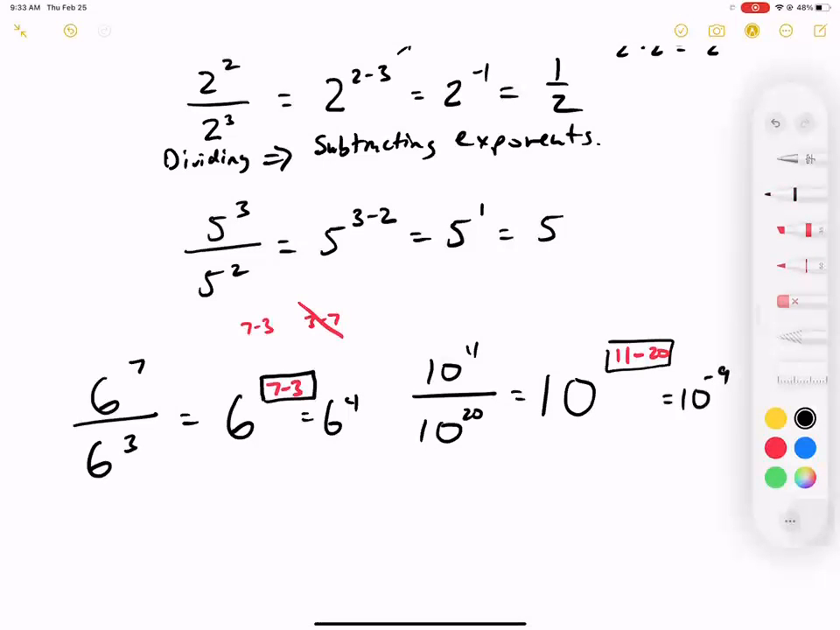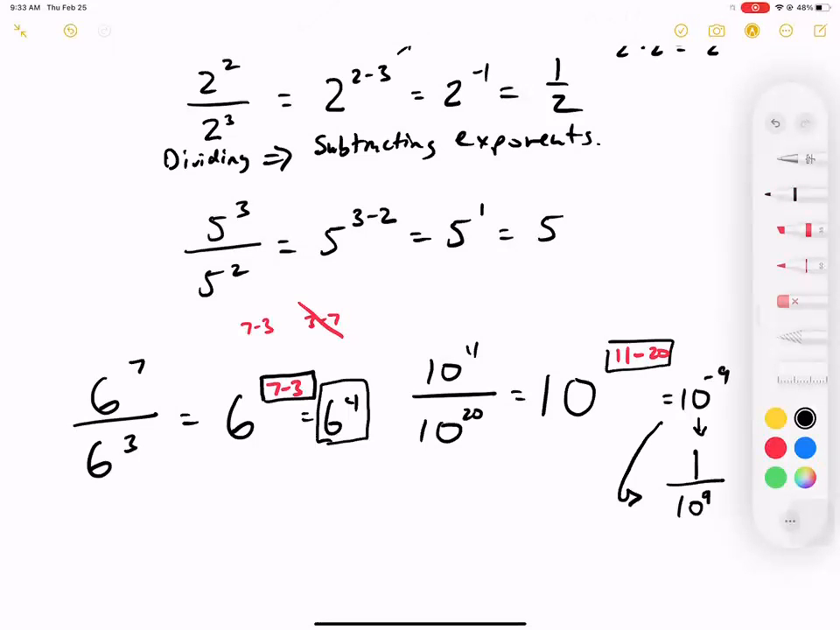And the cool thing on IXL, you can write it in fraction form or you can write it as an exponent. So just make sure you read the directions because every problem might be different. It says, express your answer as a positive exponent. Negative 9 is not a positive exponent. So we have to rewrite it as 10 to the positive 9 on the bottom, because you've got to get back on your side of the street.